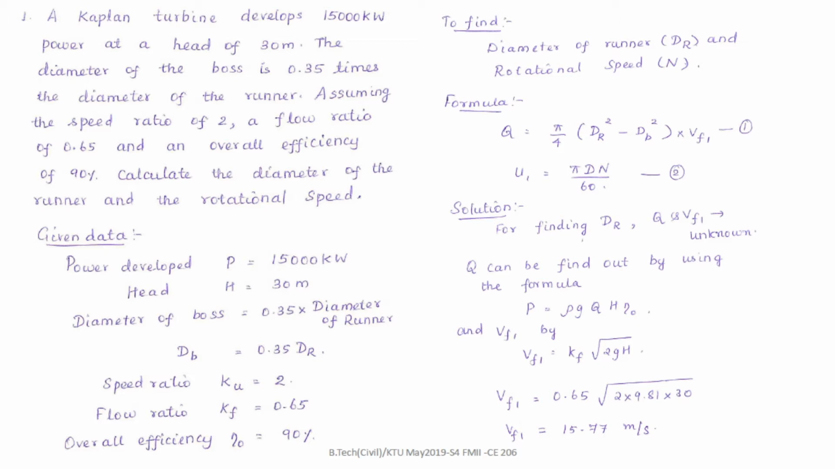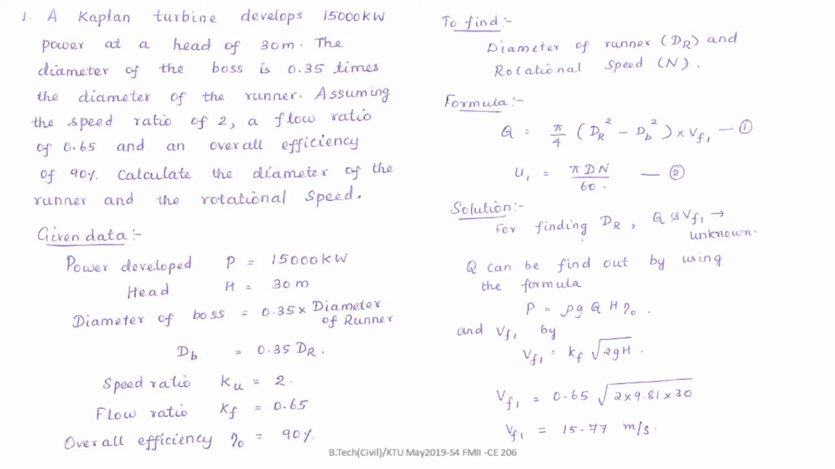A Kaplan turbine develops 15,000 kilowatt power at a head of 30 meter. The diameter of the boss is 0.35 times the diameter of the runner. Assuming the speed ratio, flow ratio, and overall efficiency, calculate the diameter of the runner and rotational speed.